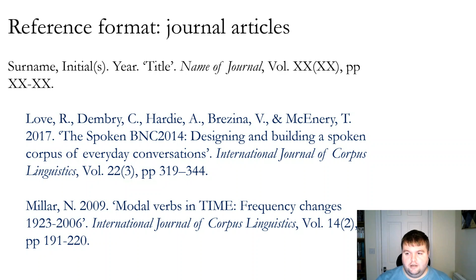Here's an example from one of my papers from a couple of years ago. You've got the names of the authors there: Love, Dembry, Hardy, Bretzina, McHenry. The year 2017. The title of the paper is there in single quotes: Spoken BNC2014: Designing and building a spoken corpus of everyday conversations. The journal is called International Journal of Corpus Linguistics. It's volume 22, issue 3, and the page range of the article in this issue of the journal is 319 to 344. There's another example there with Miller, 2009, demonstrating the same thing.